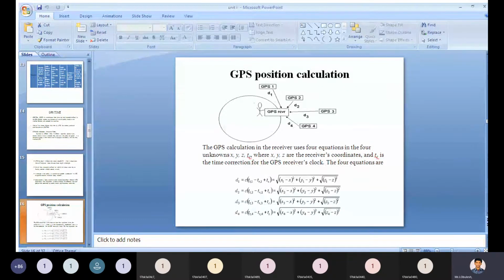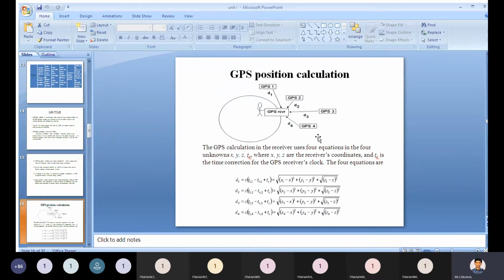See, in this, let us assume that we have 4 GPSs: GPS 1, 2, 3 and 4. These 4 GPSs act as transmitters. Or you need to assume that these 4 GPSs act as satellites.